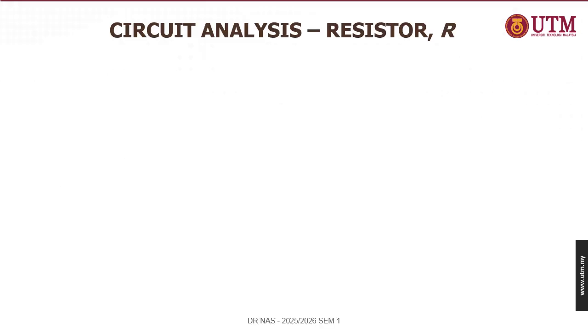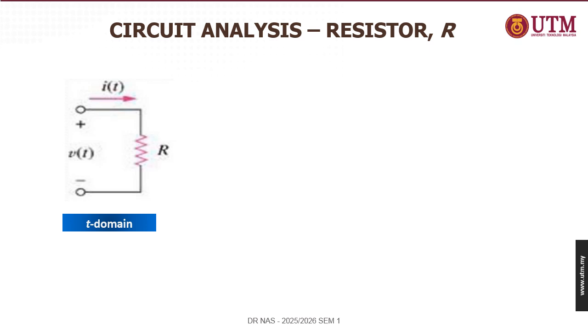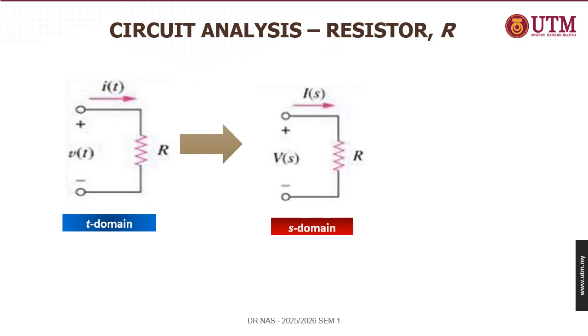Okay, let's look at the circuit analysis when we have a resistor in your circuit. This is your circuit in the time domain when you have a resistor, and when you transform the time domain circuit into an s domain circuit, you need to transform all components, including the source, the current, and also the passive elements, into the s domain. So R in the s domain will appear the same as R in the t domain.